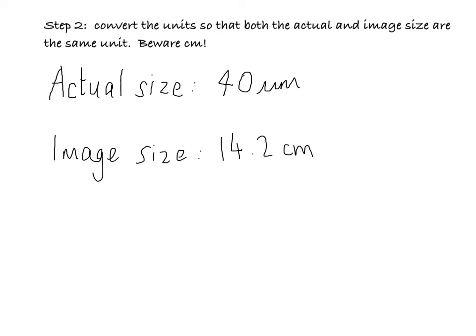Now the first thing that we need to do is to convert the units of the image size. So I measured it in centimetres, but I'm going to change that straight away to millimetres. So that's 142 millimetres, and then we can convert that into micrometres, because we need to make sure that the image size and the actual size are the same unit. Now you could convert the actual size to micrometres. Personally, I prefer to do it the other way around because I find dealing with decimal points much more difficult than dealing with zeros. So this is now going to become 142,000 micrometres.